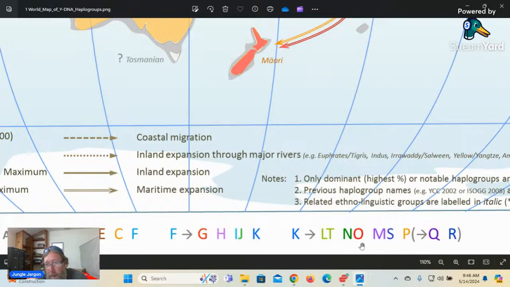Then the N and the O are sort of together. Then you have the M and the S. They're both in Papua New Guinea. And then you have the P and the Q, and then you have the R. So there's a PQ lineage, and then there's an R lineage which are separate, because the Q lineage is separate from the R lineage. So let's get into it.